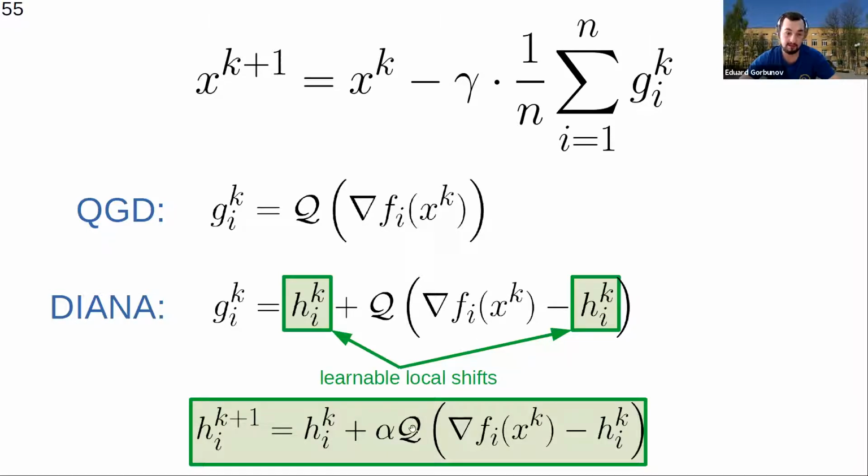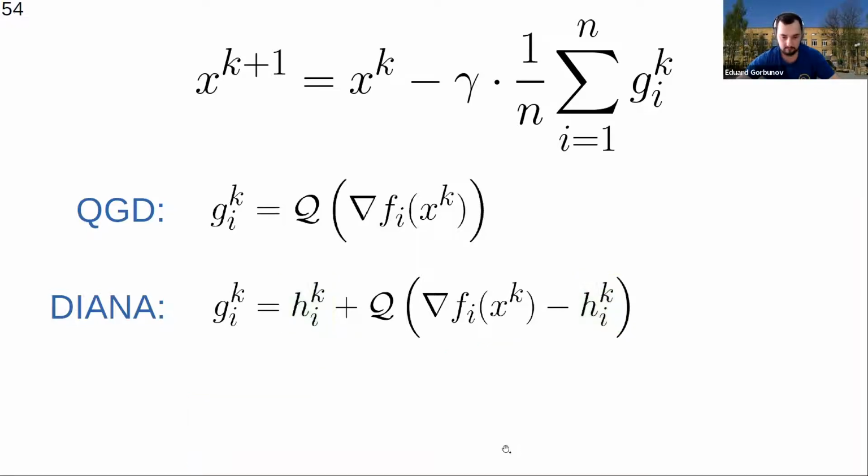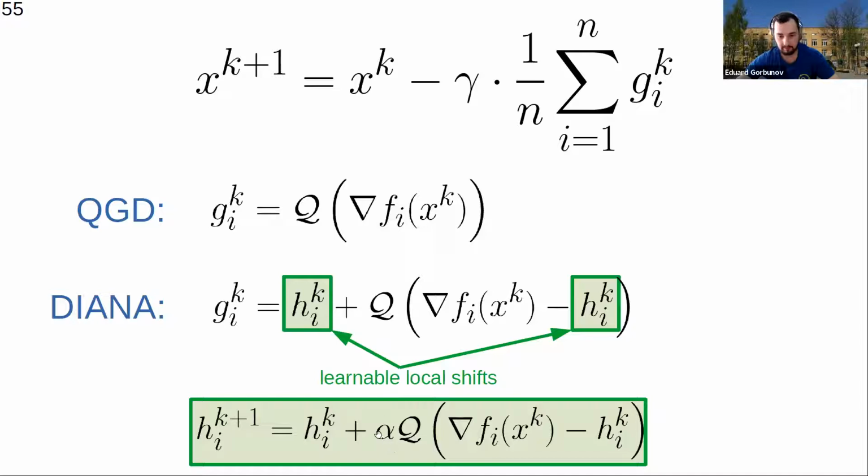We run stochastic gradient descent on the problem of minimizing the squared norm of the difference between this vector and some minimization variable x. So this alpha will be a step size, and it can be seen as one step of the learning process of the best approximation of the gradient at the optimum. It's one thing.